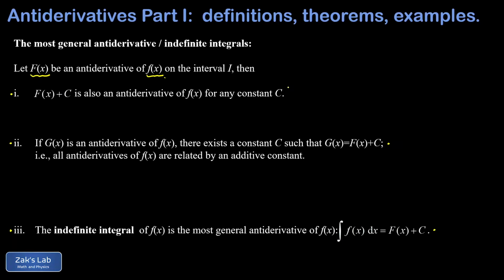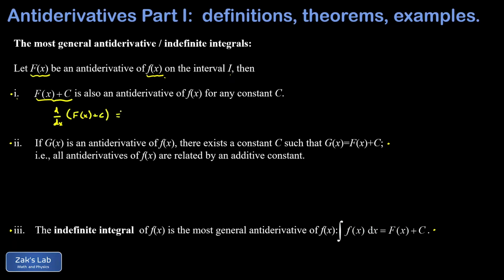So again, we start out this theorem by saying, let capital F of x be an antiderivative of little f of x on some interval I. And then part 1 here is the claim that capital F of x plus c is also an antiderivative of little f of x. And the proof of this is really quick. All we have to do is show that the derivative of this proposed function comes out to little f of x. So let's differentiate it.